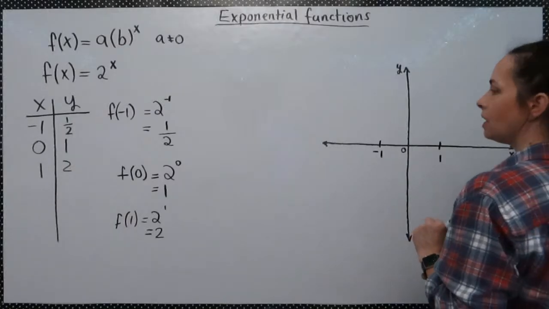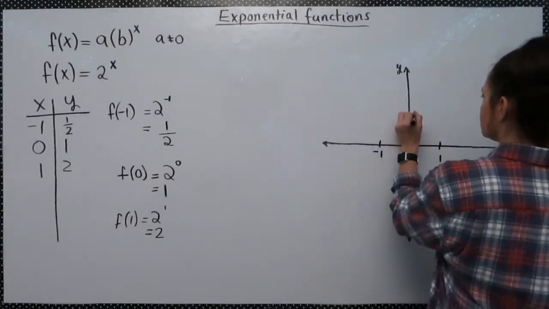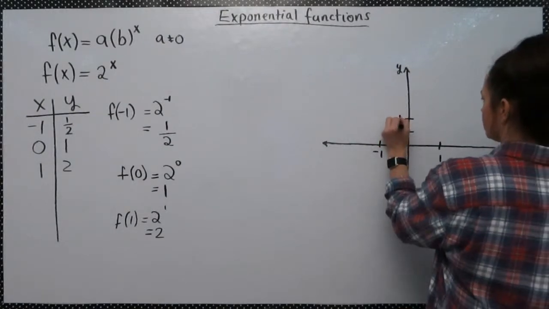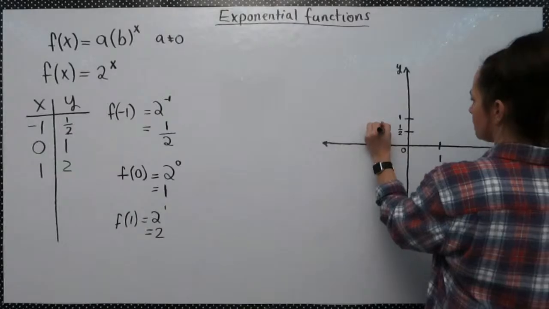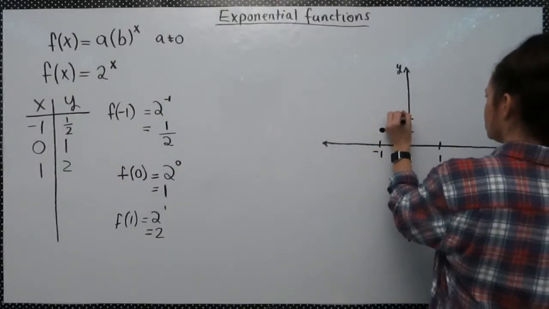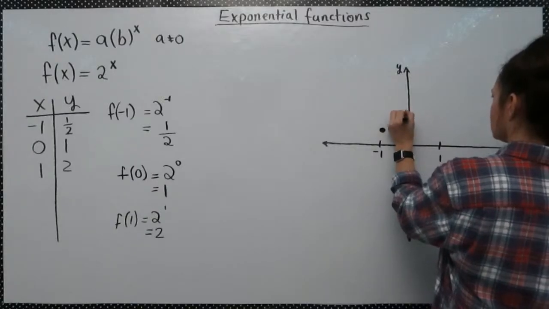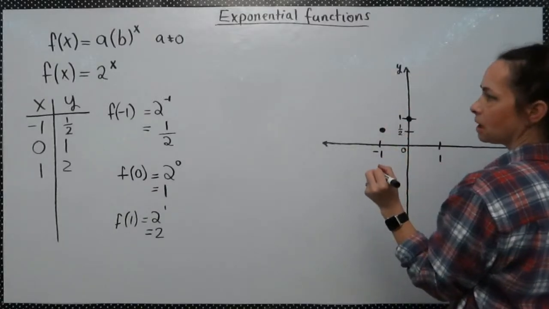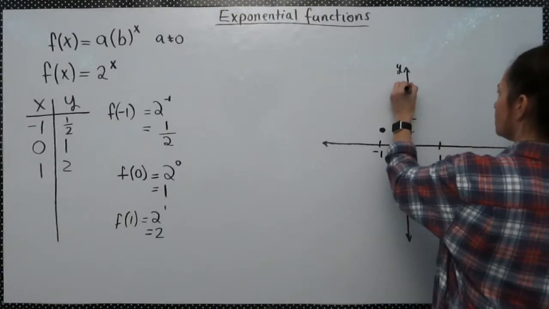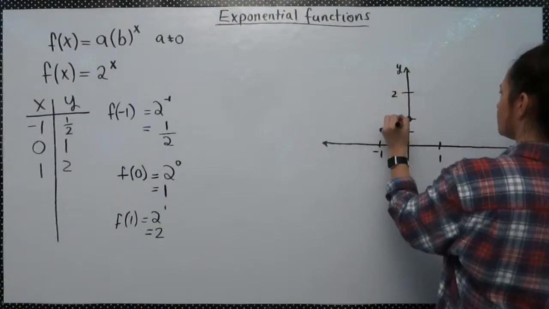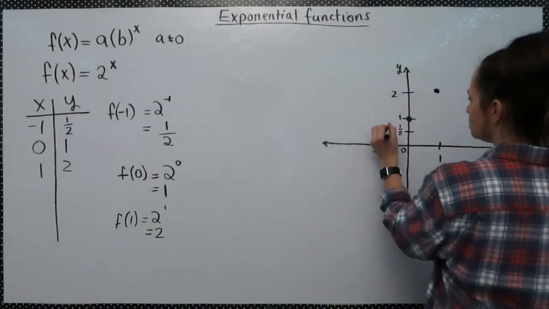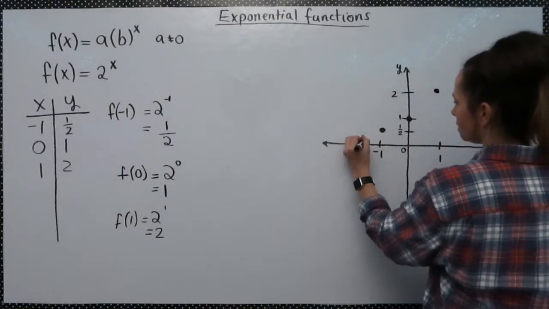And at -1, I'm at 1/2. So if this is 1, we'll say that's 1/2. I have this ordered pair here. I have 0, 1. And let's see, I have 1, 2. We need one more value up here.